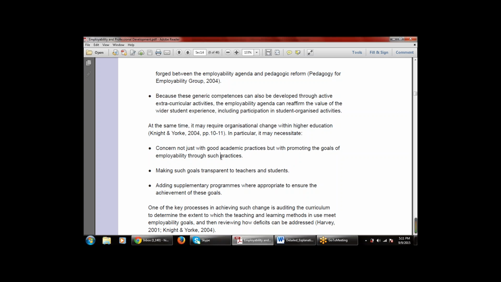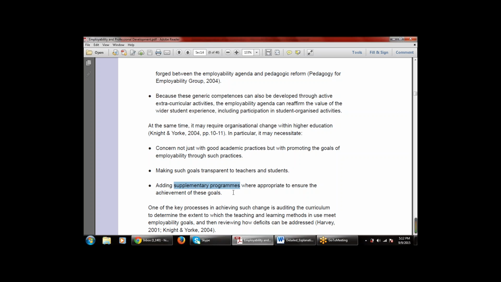Making such goals transparent to the teachers and the students, so that every goal is transparent to the teacher as well as the student. Why? Because they are only making the employability, they are only making the professional development, none else. The goals must be achieved, and goals must be targeted and transparent to the teachers and the student.